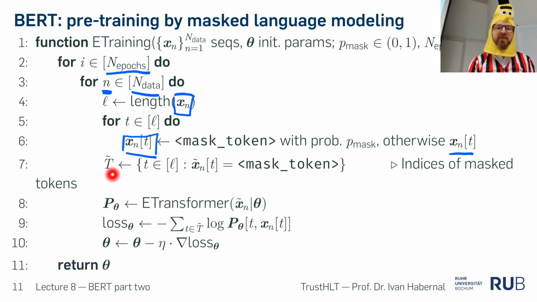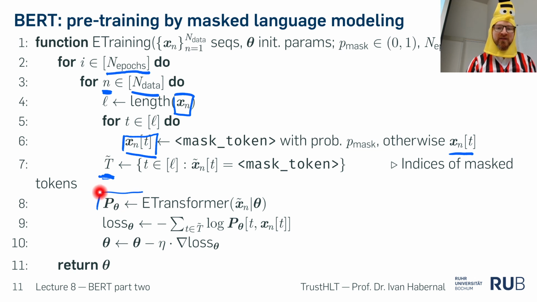And we also keep the indices of the masked words, which means this is the set of all these indices we were masking before. I have an example in the next slide. Of course, if you remove words, you want to remember which words you removed, because you want to try to predict them back. So far, so good? Okay.